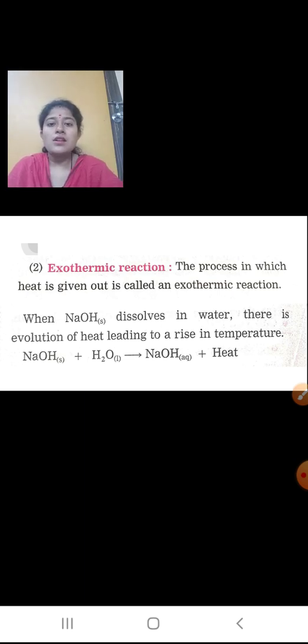So students, this was our topic that we have discussed today. We have discussed how to balance an equation, what are the steps to balance the equation. Then we studied the 4 types of chemical reactions. And the last one, we studied about exothermic and endothermic reactions.